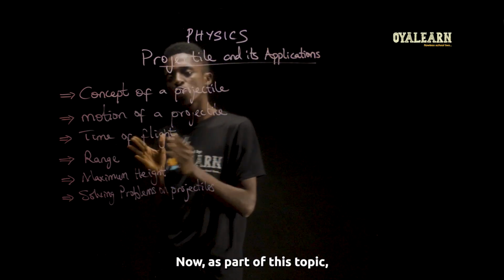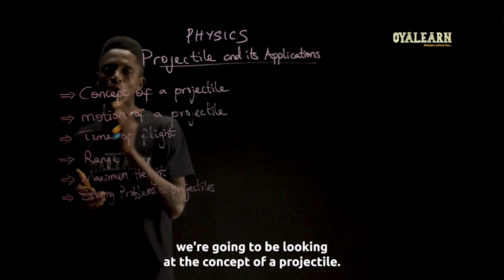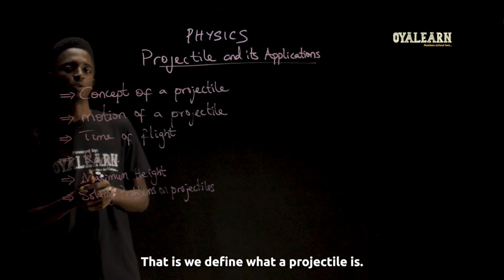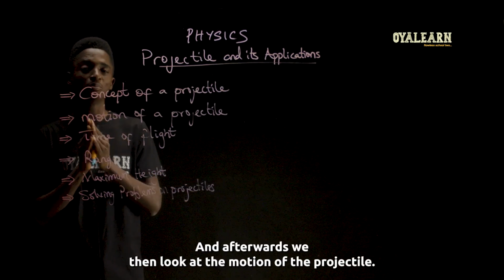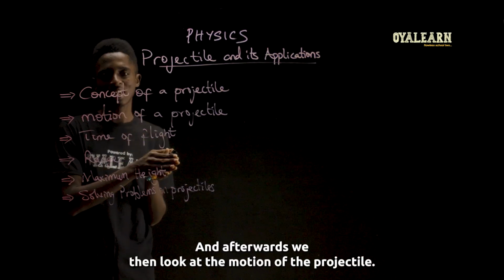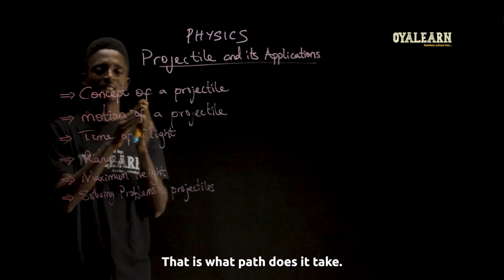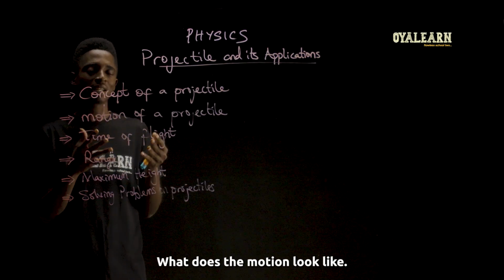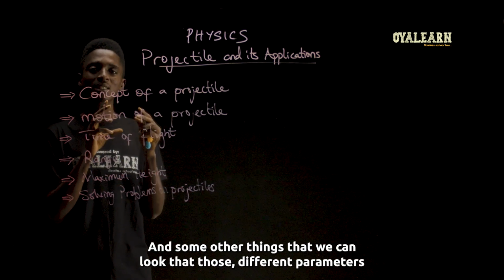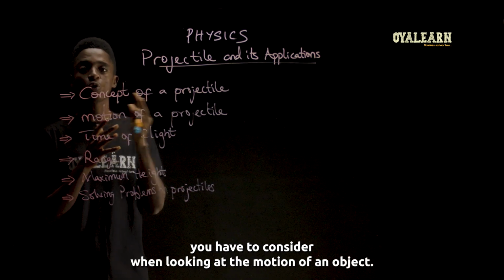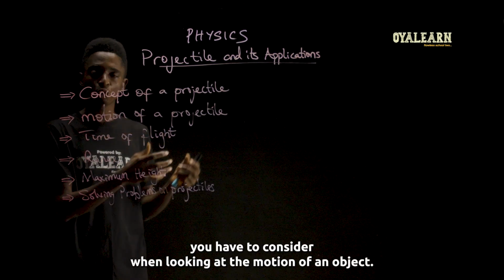Now, as part of this topic, we're going to be looking at the concept of a projectile. That is, we define what a projectile is. Then afterwards, we look at the motion of a projectile. That is, what path does it take, and what does the motion look like, and some other parameters you have to consider when looking at the motion of an object.